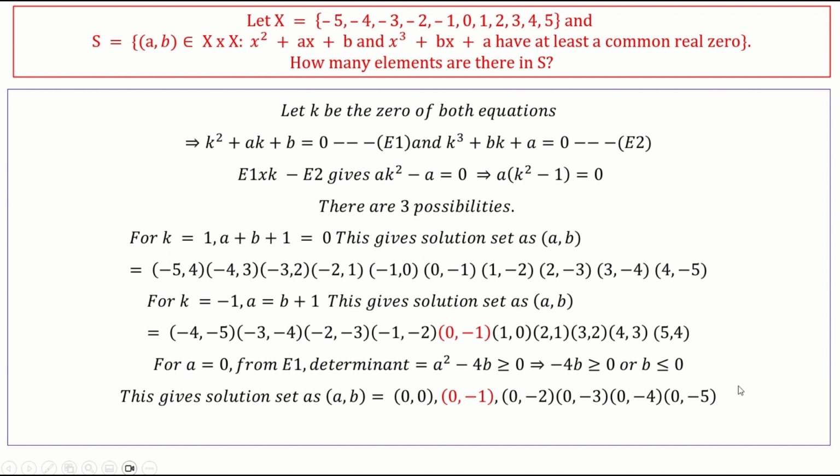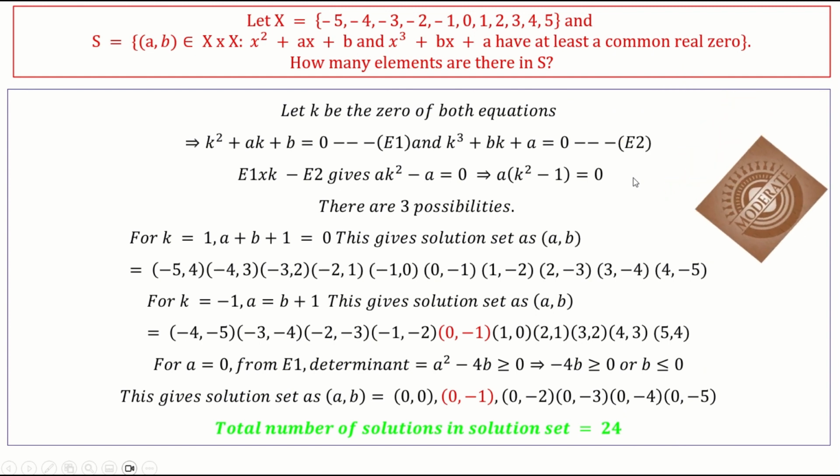What we get is 6 values. Out of that, 1 is repeating, so you ignore this. So the total number of solutions is 10 plus 9 plus 5, which is 24. Hope this is clear. This is moderate. You need to understand a little bit of number theory, logic and sets. As I mentioned, some of the school syllabuses don't have sets up to ninth class or 10th.